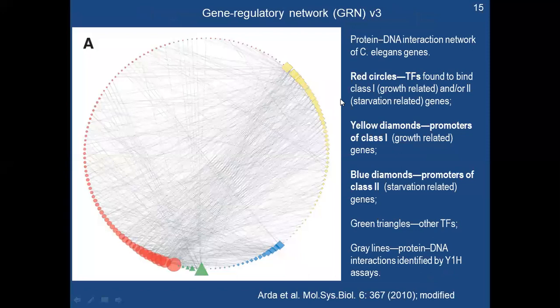So this is our result. It is similar to what I've shown you before. The red circles are transcription factors that they have identified which bind to growth-related and or starvation-related genes. The yellow diamonds are promoters of growth-related genes. The blue diamonds are starvation-related promoters, and green triangles are other transcription factors which we are not interested in.